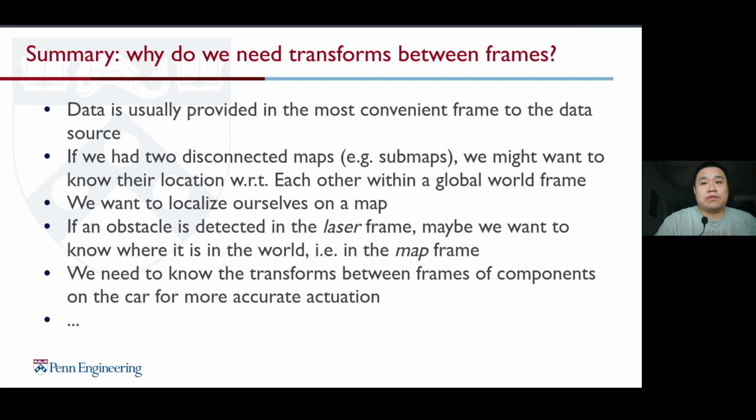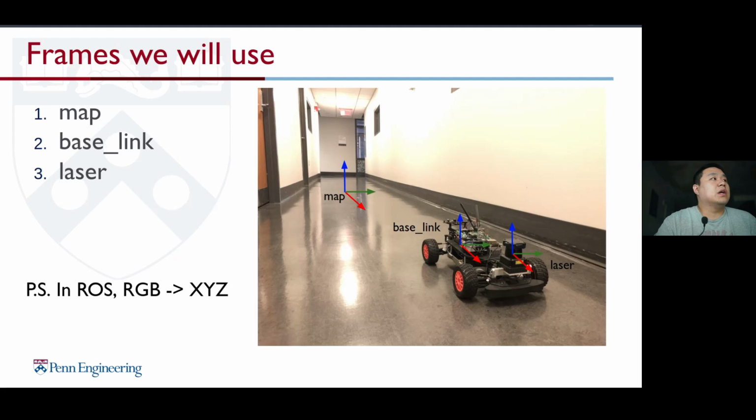For example, if you're driving thinking that the motor is at the laser frame, you'll have full car lengths error in your actuation. And there are many more reasons if you think about this more. Next, we'll go over the specific frames that we'll be using in our F1TENTH system, for example, the three frames that we see in the picture here.